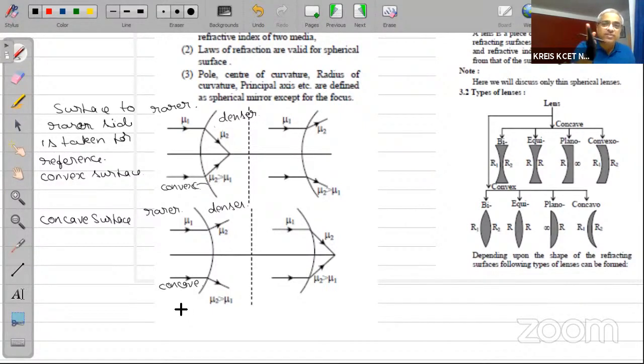ಯಾವ ಸೈಡ್ ರೇರರ್ ಸೈಡ್ ಇದೆಯೋ ಅದು ರೆಫರೆನ್ಸ್ ಆಯ್ತಾ. ಡೆನ್ಸರ್ ಸೈಡ್ ಅಲ್ಲ ರೆಫರೆನ್ಸ್, ರೇರರ್ ಸೈಡ್ ಇದೆಯೋ ಅದು ರೆಫರೆನ್ಸ್ ನಮಗೆ. ಆದ್ರಿಂದ ಈ ಸರ್ಫೇಸ್ ನಾನು ಕಾನ್ಕೇವ್ ಸರ್ಫೇಸ್ ಅಂತ ಕರಿತೀನಿ, ಇದನ್ನ ಕಾನ್ವೆಕ್ಸ್ ಸರ್ಫೇಸ್ ಅಂತ ಕರಿತೀನಿ. ಅದೇ ರೀತಿ ಇಲ್ಲಿ ನೋಡಿ μ1 ಇದೆಯಲ್ಲ, ಇಲ್ಲಿ μ1 is always the rarer medium. This is the denser medium. ಆದ್ರಿಂದ ಈ ಸರ್ಫೇಸ್ ಕೂಡ ಕಾನ್ವೆಕ್ಸ್ ಸರ್ಫೇಸ್ ಆಗ್ಬೇಕು.